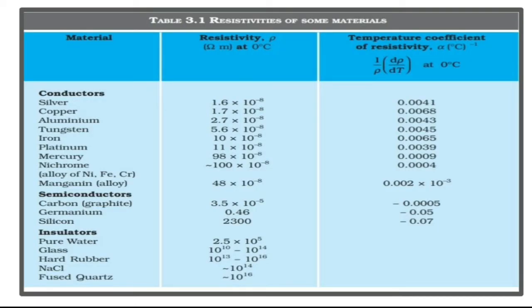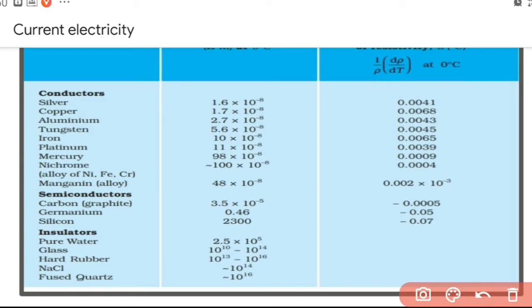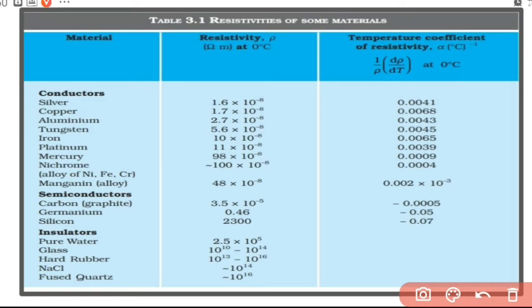Now we will discuss the resistivities of some materials. We have already discussed that resistivity shows the nature of the material. So for different materials, resistivities will be different. Coming to this table, you only need to look at the first two columns now. For silver, the lowest value of resistivity, that is 1.6 into 10 raised to minus 8 ohm meter. Then comes copper, then comes aluminium, and it goes like that.